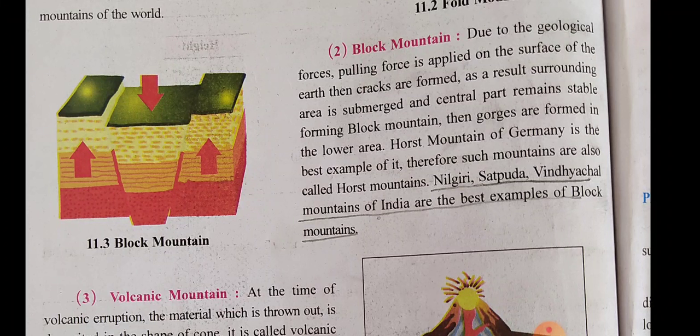Horst mountain of Germany is the best example of it. Therefore, such mountains are also called Horst mountains. For example, Nilgiri, Satpura, Vindhyachal mountains of India are the best examples of block mountain.